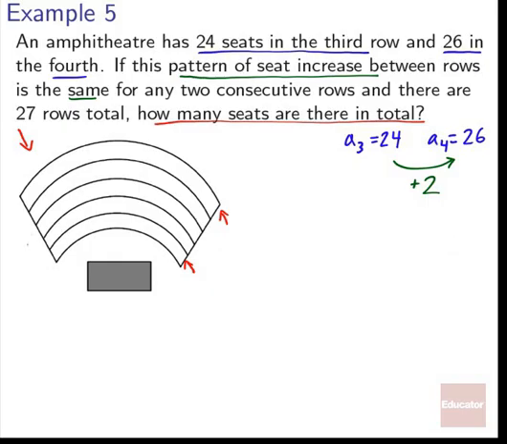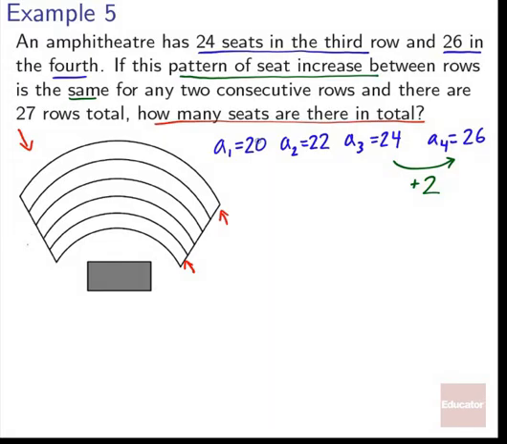So if that's the case, what would the second row have to be? Well, it would have to be minus 2 from the third row, so it would be 22, right? 22 plus 2 gets us to 24. Same logic for the first row, so the first row must be 20. 20, 22, 24, 26, so that's the number of seats. So we see we've got a nice arithmetic sequence here.